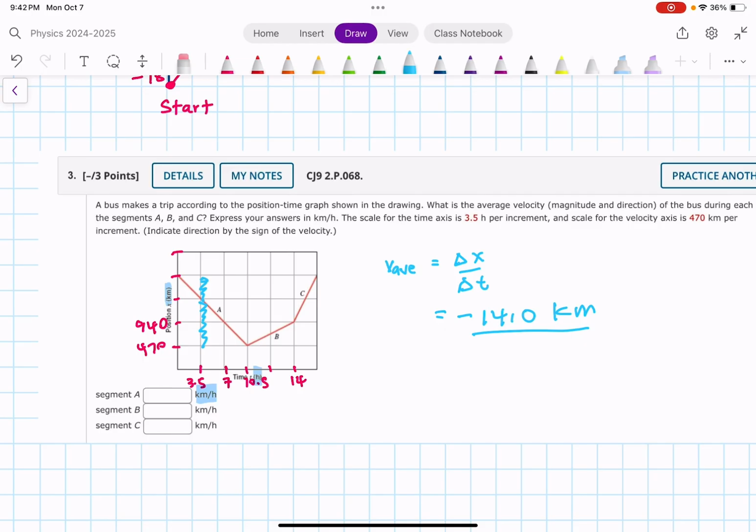And how many hours did it take to do that? 1, 2, 3. So 3 times 3.5 is 10.5. So this would be divided by 10.5 hours. So what we would get is 1410 divided by 10.5, which will give us around 134.